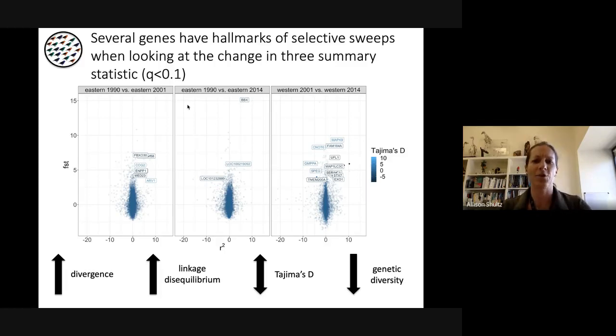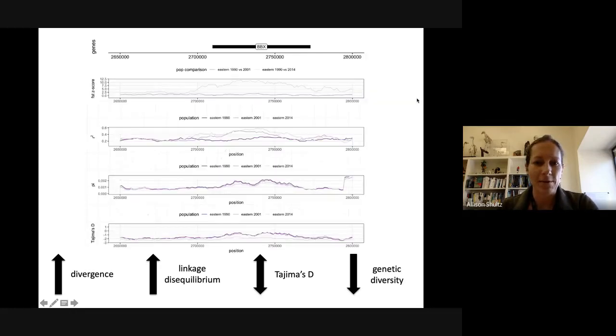Now I'm just going to zoom in on one locus here. This is the locus BBX, which is actually a transcription factor. It was the most divergent of all of the different comparisons that we did. And just to give you a sense of what this actually looks like when comparing our 3 different time periods in the East, here we've got genomic position. Here's where BBX is in the genome.